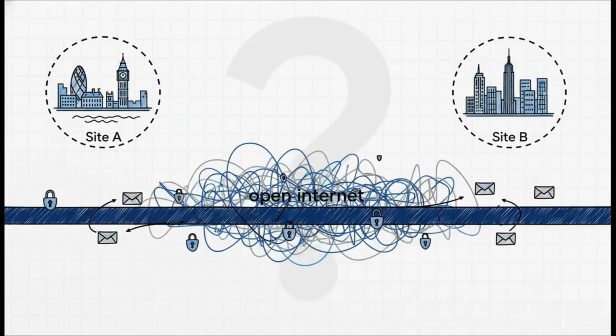So, let's set the scene. Imagine you've got an office in, say, London. We'll call that Site A. And another one in New York, Site B. You need to send a really important file from one to the other. Now, you can't just toss it out onto the open internet for anyone to see, right? So how do you build a secure private bridge using that very public, kind of messy infrastructure? That's the exact puzzle we're going to solve.